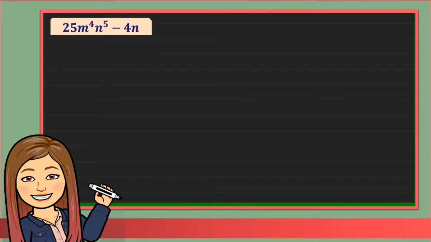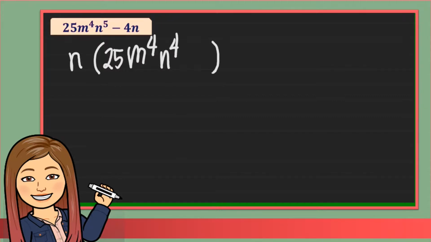So using GCMF, the GCMF is n. So when we factored out n, the remaining quotient is 25 m to the power of 4 n to the power of 4 minus 4. And as you notice, the quotient is a difference of two squares. So since it is a difference of two squares, let's factor the quotient.